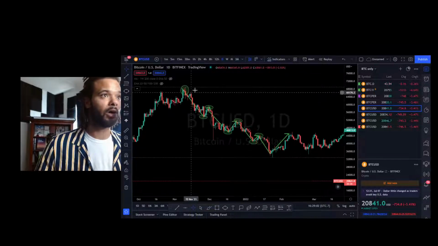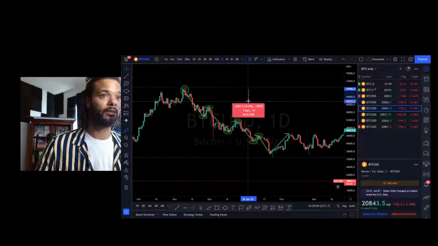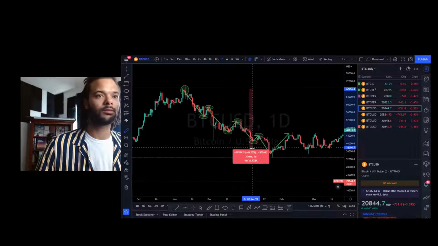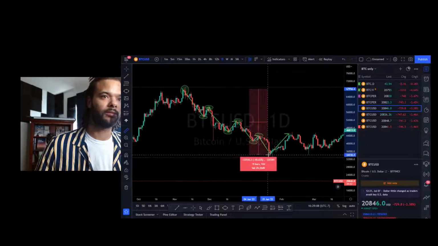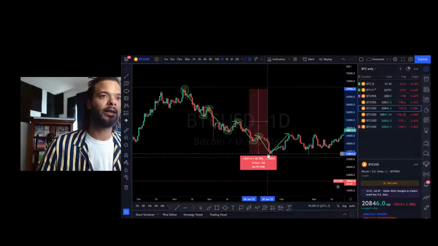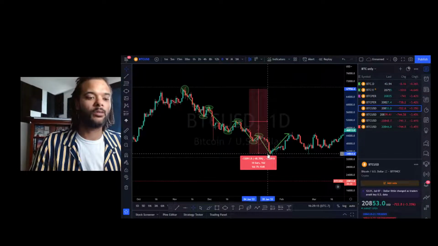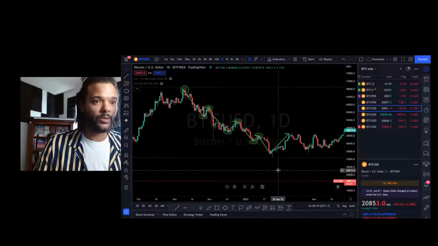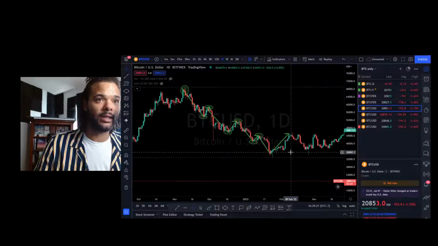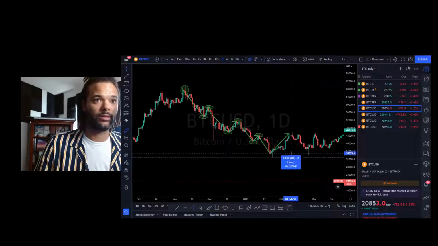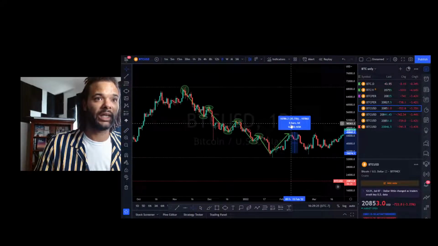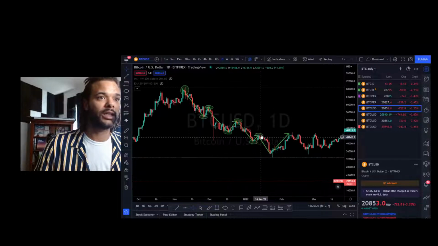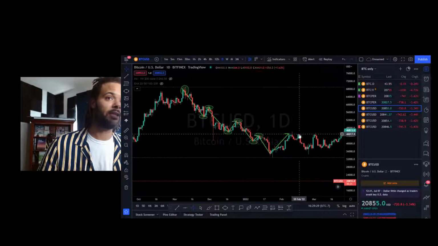Because think about it. If you bought up here and now the price is down to these lows, that's about a 50% drawdown. That's going to scare anybody, but especially if you're a new participant to the market, right? So you have that 50% drawdown, and then you bounced from that low, you went up about 30%, you took out this previous lower high and you made a higher high, which is a great signal.